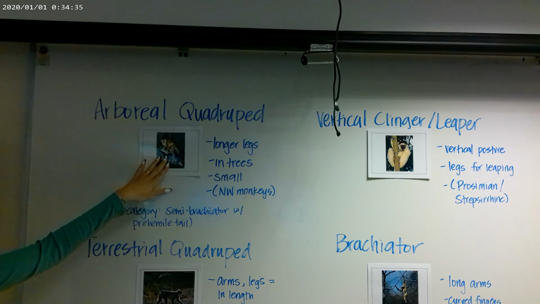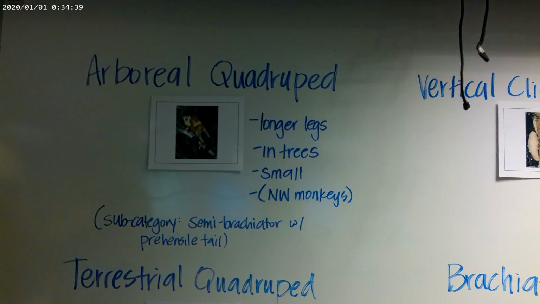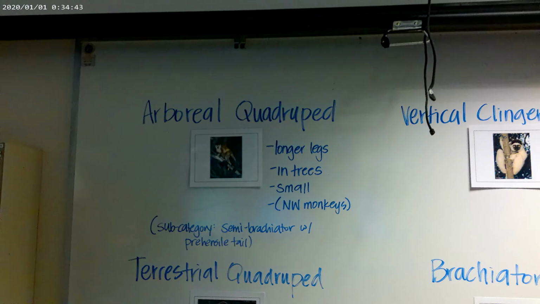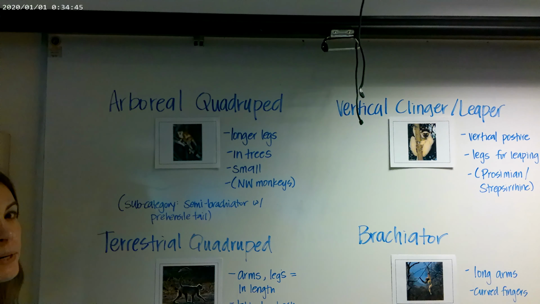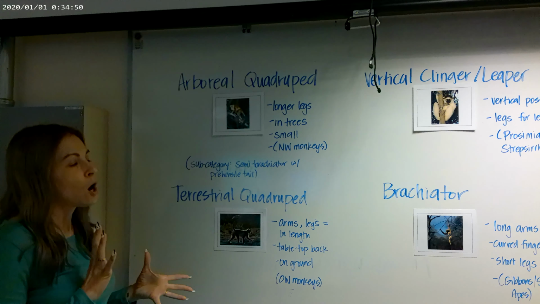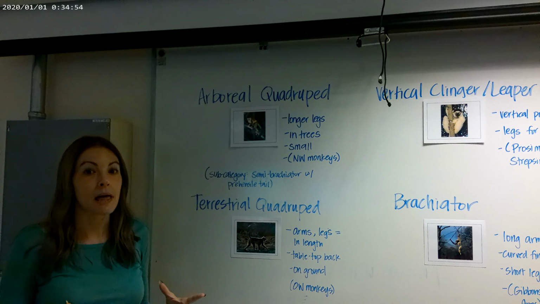So you have this picture here of a squirrel monkey. What you need to know about this type of locomotion, they tend to have longer legs because they do need to jump from branch to branch. They are pretty small because they are found in trees. And a good example of an arboreal quadruped would be a New World monkey, a platyrrhine.